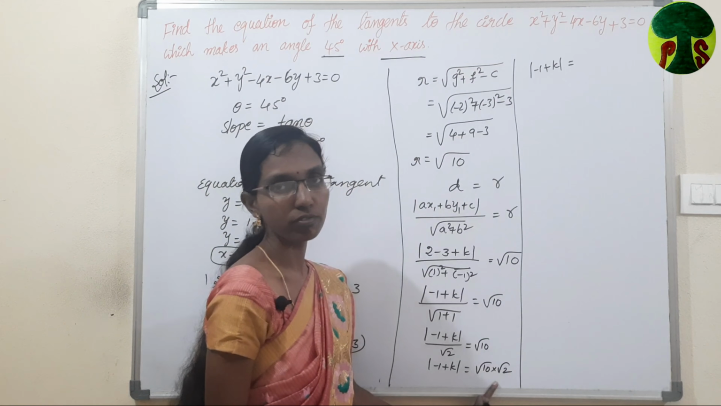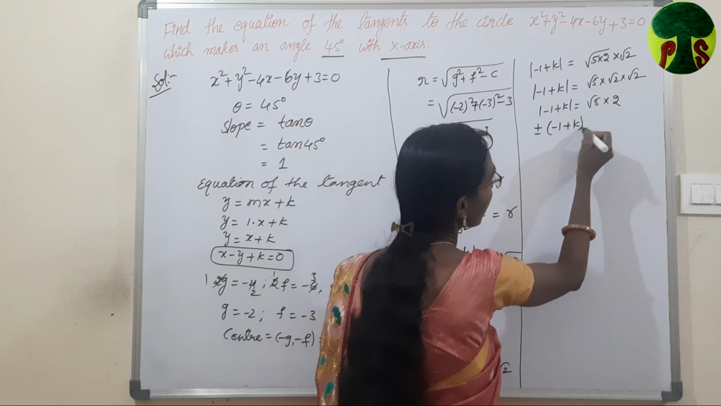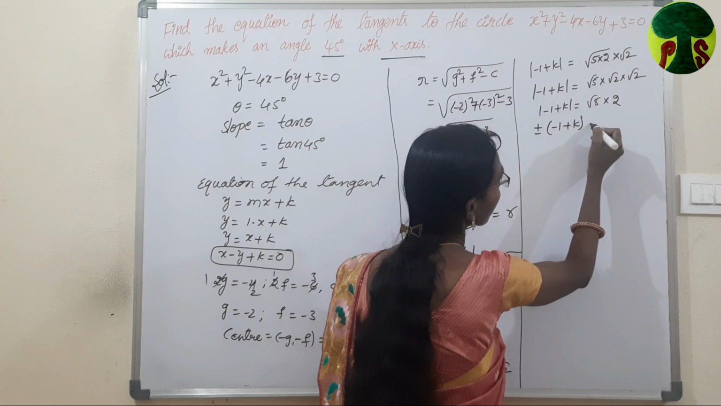Here I want to remove the modulus, so we have to write the plus or minus symbol. So plus or minus, minus 1 plus k is equal to 2 root 5. Sending this plus or minus symbol to the RHS, we get minus 1 plus k is equal to minus or plus 2 root 5. Now k is equal to, here minus 1 is there, when it comes to this side we get plus 1. Minus or plus or minus, both are the same, so I am writing plus or minus 2 root 5. This is the value of k.